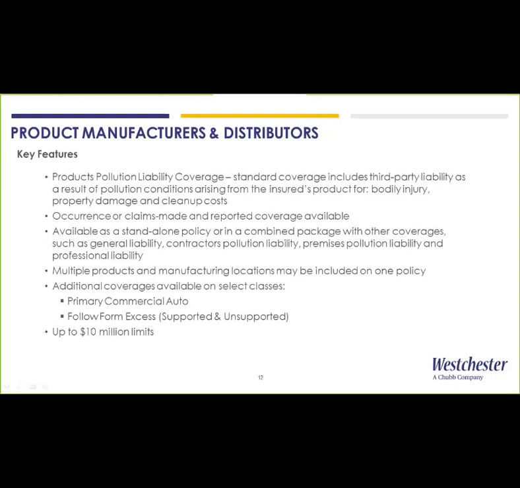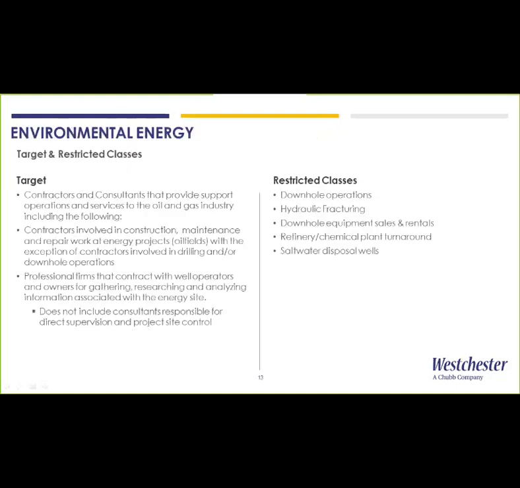Let's say they're a valve manufacturer or something. And even though they may have some pollution exposures, they don't want to leave their GL carrier, we can write a standalone, a monoline products pollution liability to kind of marry really well with their GL coverage. If they do not want to, let us write GL and other lines for them too. Again, capacity is up to 10 million limits. On monoline products pollution, the minimum premium is $5,000. On the package is 10. So that covers that one.